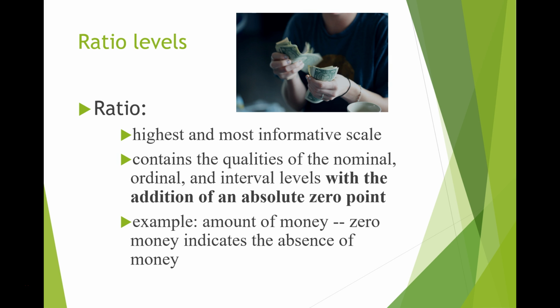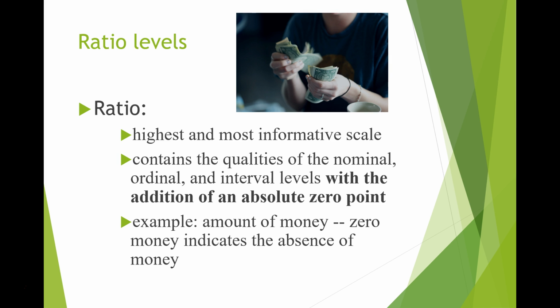Next is the ratio scale of measurement. So the ratio scale of measurement is the most informative scale. It is an interval scale with the additional property that its 0 position indicates the absence of the quantity being measured. You can think of a ratio scale as the 3 earlier levels rolled up in one.